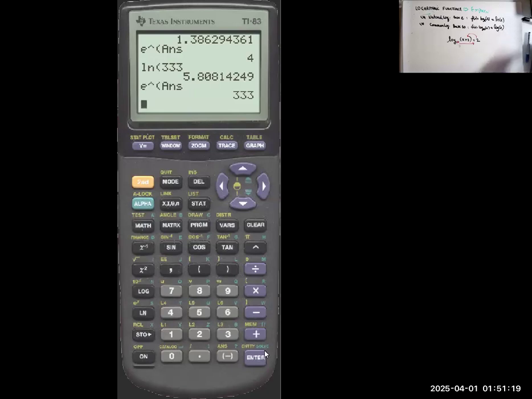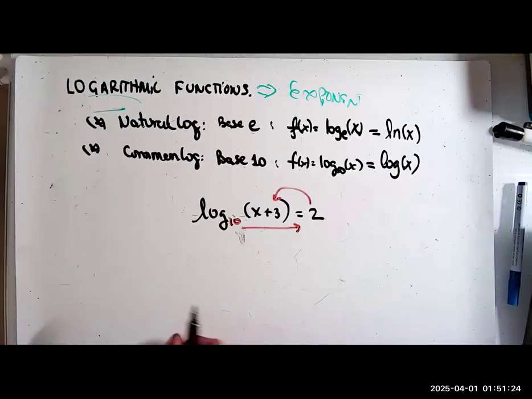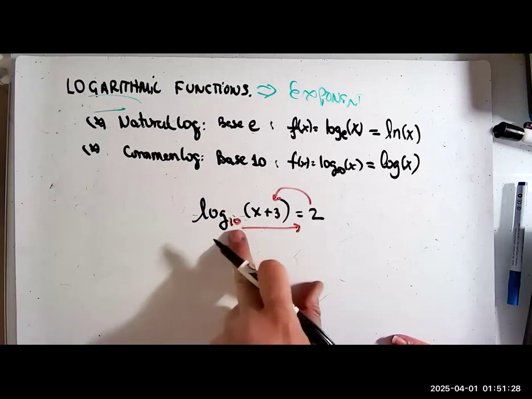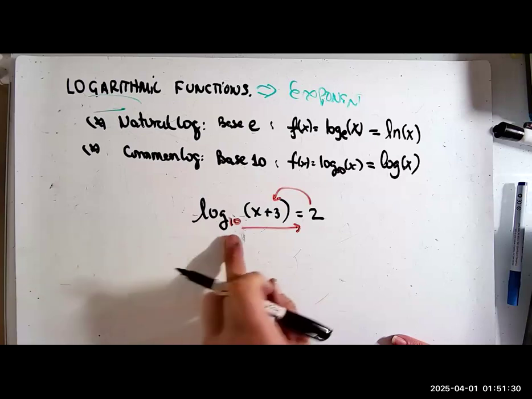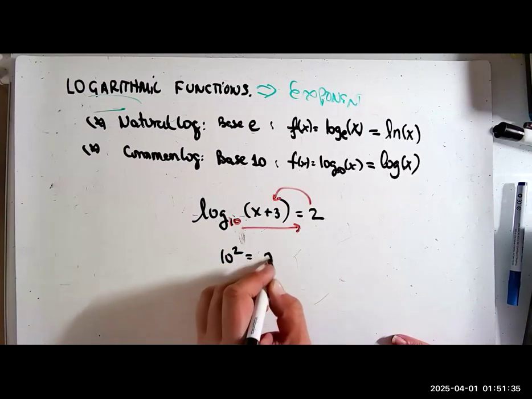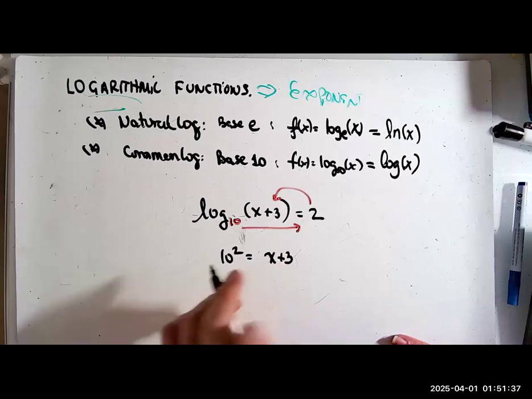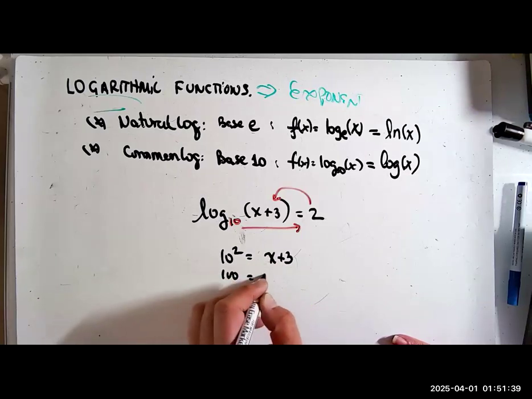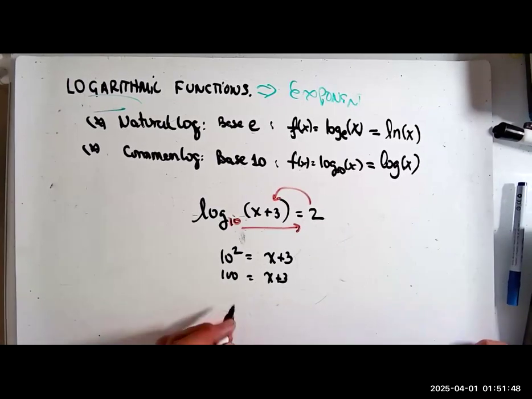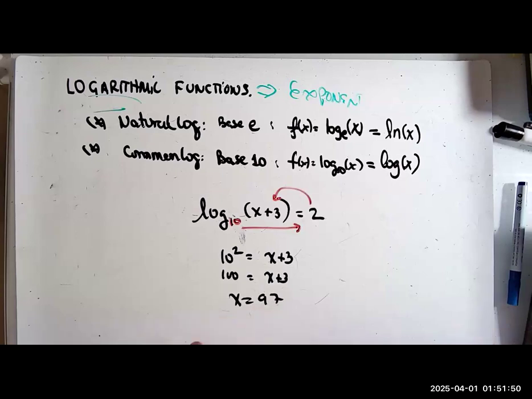So let me stop sharing. Okay, so this is just a quick introduction to solving equations. So the base 10, which we don't write in this case, raised to the 2 equals x plus 3. But 10 to the 2, of course, is 100 equals x plus 3. We subtract 3, x equals 97. We solved our first logarithmic equation.